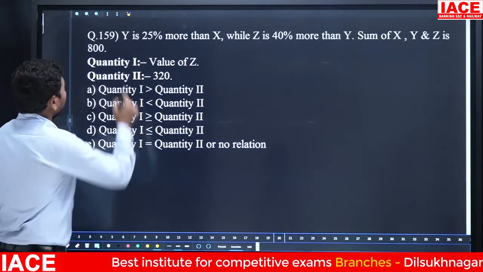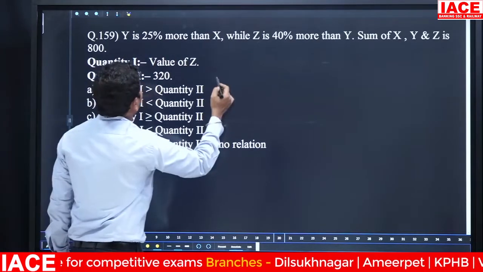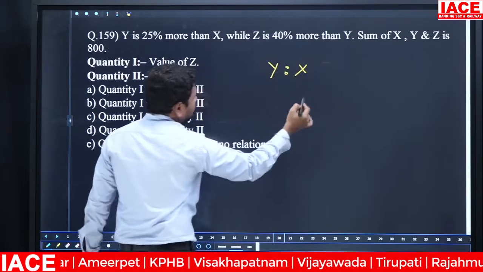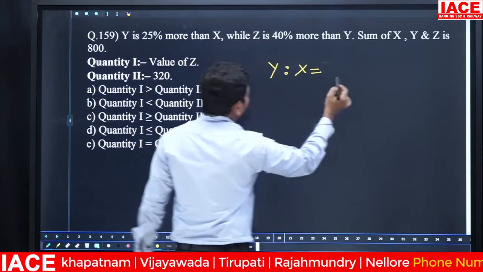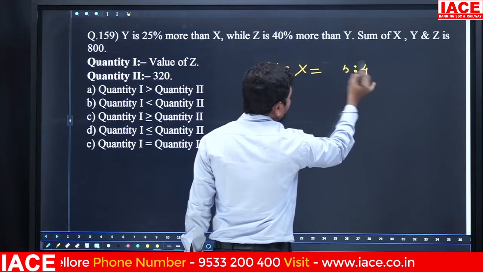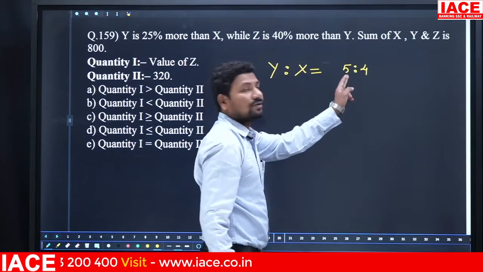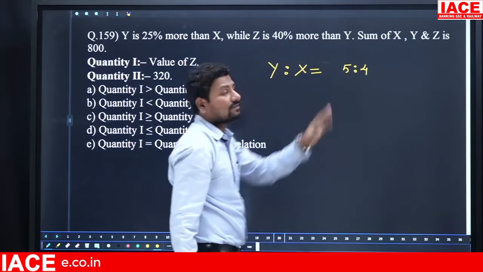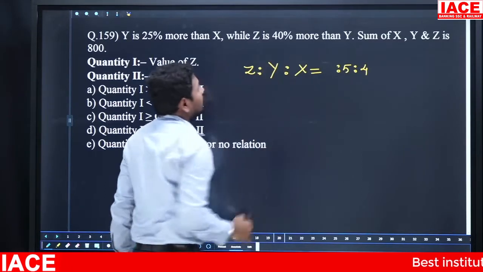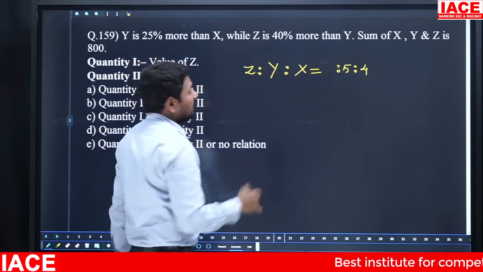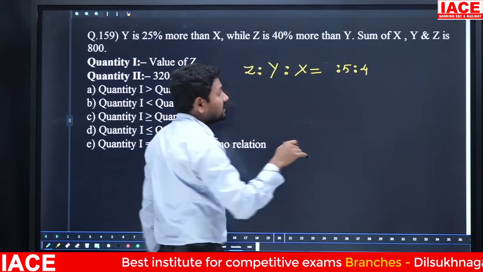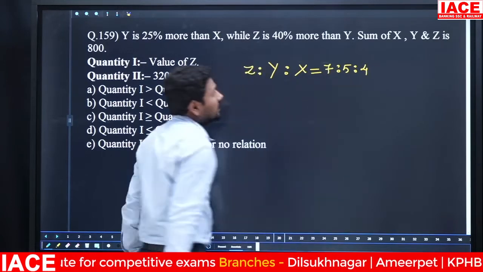Next, y is 25% more than x. Y and x, we'll write a ratio. Here 25% more than x means x is 4 parts. X is 4 parts, then y is how many parts? 5 parts. 125% and 100, both will be cancelled with 25. And next we'll write the z ratio also. Z is 40% more than Y. 40% more than Y means 10% is 0.5, so 40% means 2 extra. It becomes how much? 7.